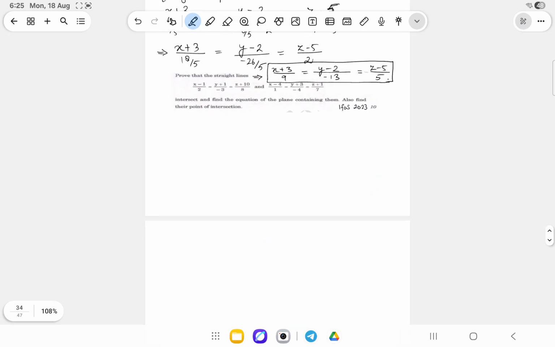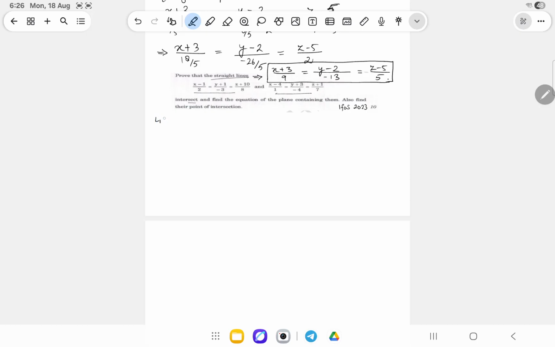The next question is, they have given us two straight lines, this and this, and they have asked us to prove that these straight lines intersect, and further to find the equation of the plane containing them. Also find their point of intersection. So if you take a hint from the question itself, they have asked us to find the point of intersection. If we assume that these two lines intersect and find a point where these two lines meet each other, then that will also prove that these lines intersect, because we'll get a common point where these two lines intersect. So let us do that.